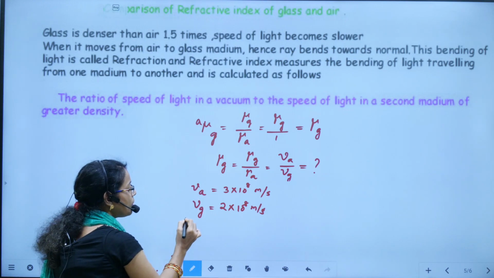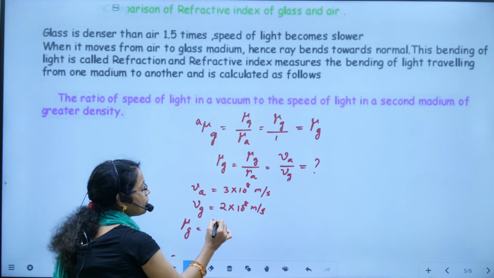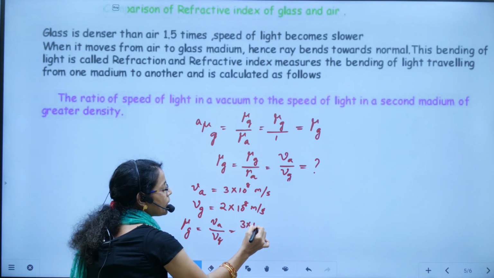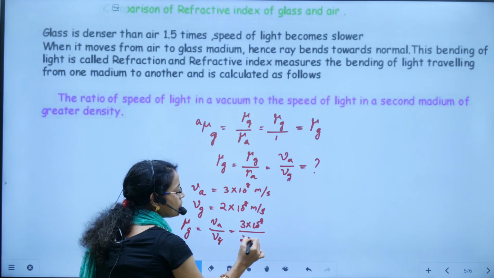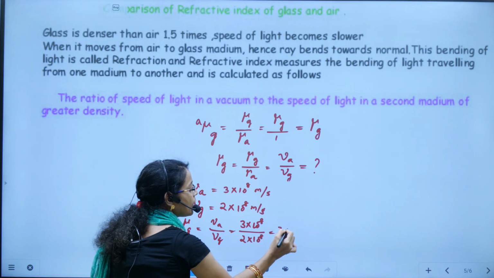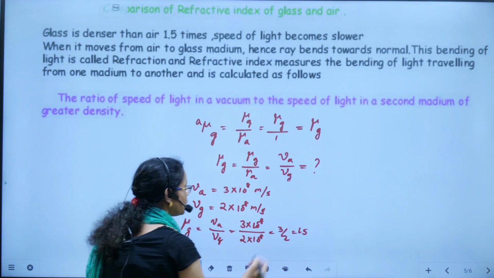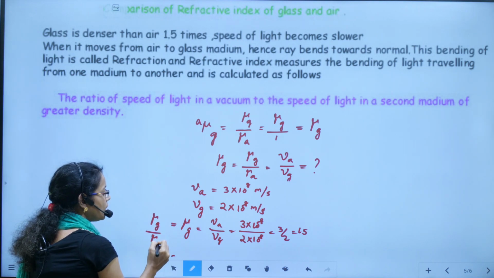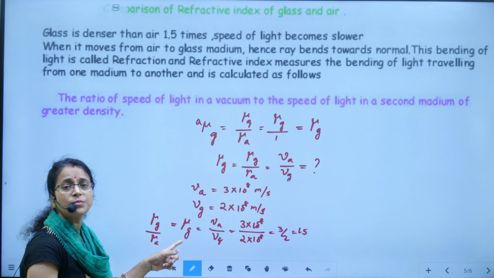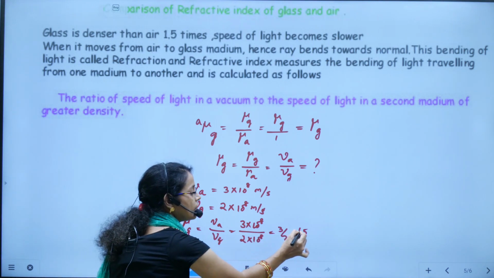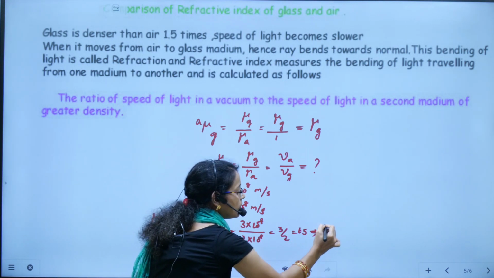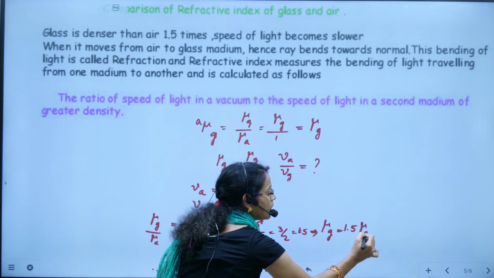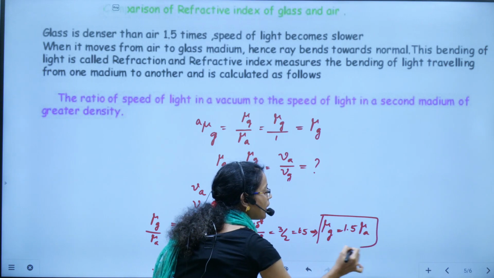So mu g will be what? Putting the formula, VA by VG. So we get 3 into 10 to the power 8 divided by 2 into 10 to the power 8, that is 3 by 2, that means 1.5. So 1.5 is mu g by mu A, which represents the refractive index of the glass medium. So mu g is 1.5 times mu A.